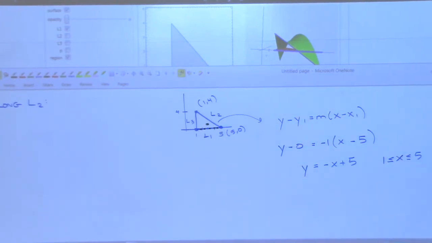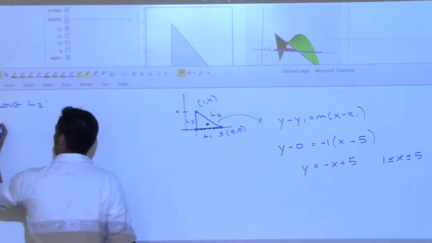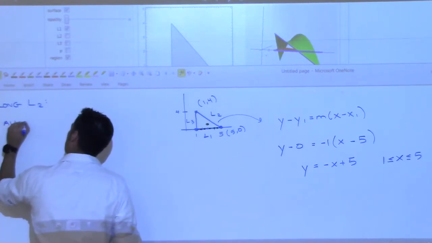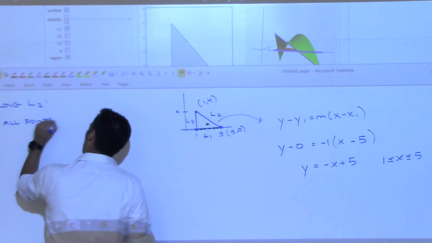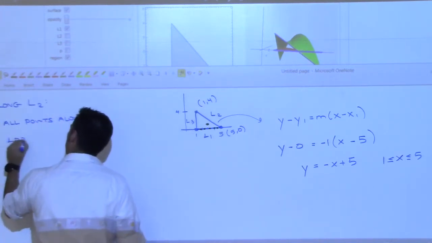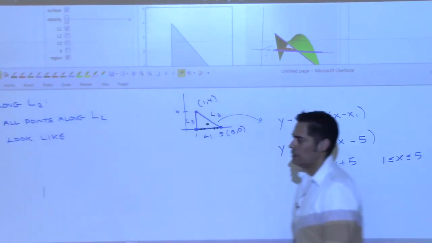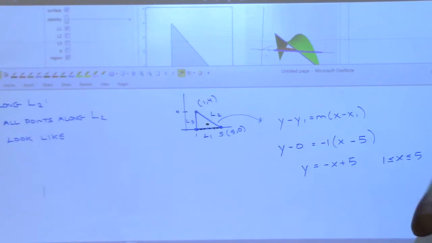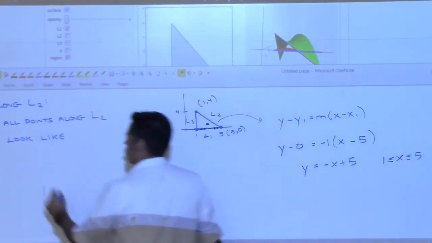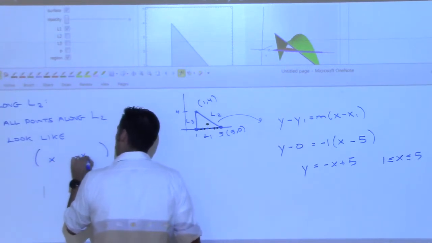All right. Now, there's something else we have to do here. We have to look at what all points along L2 look like. In the previous problem, it was x, 0, right? But what do the points along L2 look like? X comma negative x plus 5. X comma negative x plus 5.